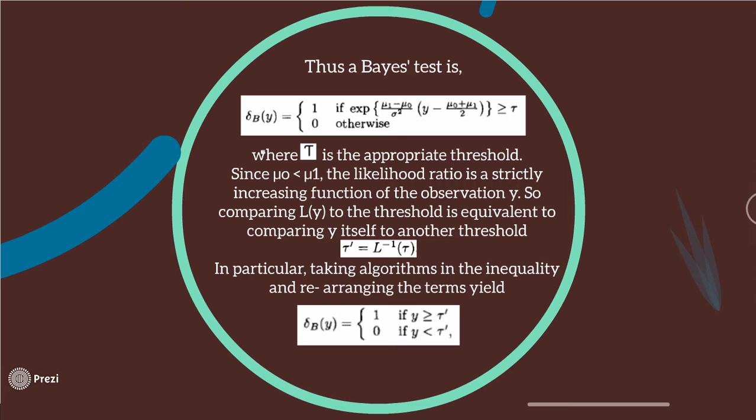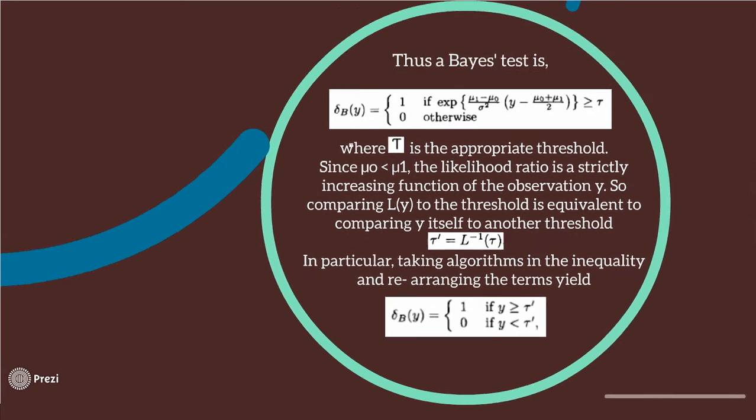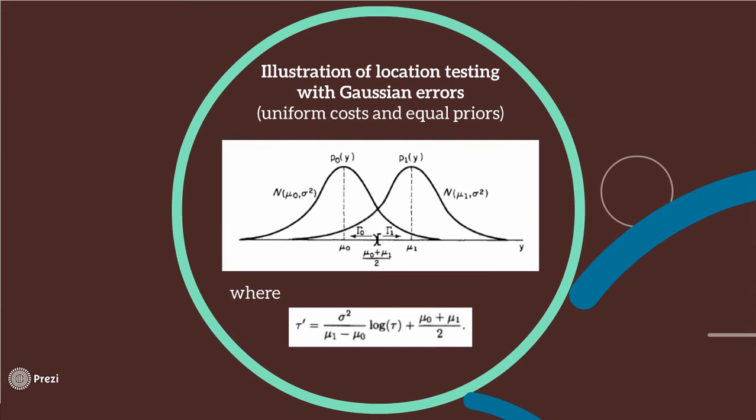If we rearrange the terms, we get delta B of y equal to 1 if y is greater than or equal to tau dash, and 0 if y is less than tau dash. Here, we have an illustration of testing with Gaussian errors. In this case we consider uniform costs and equal priors, and hence we obtain a symmetric distribution such as two Gaussian curves centered at mu0 and mu1.